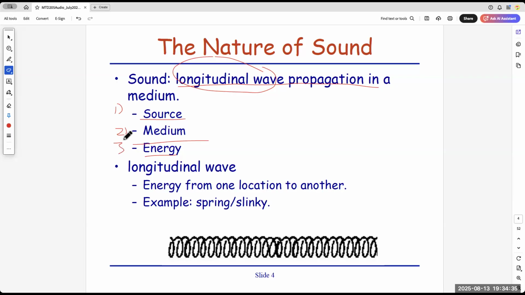And of course, energy means energy must travel from one point to another. For example, a longitudinal wave, which I will show you in a YouTube video later on, represents energy travelling from point A all the way to point B, like using a spring as an example.